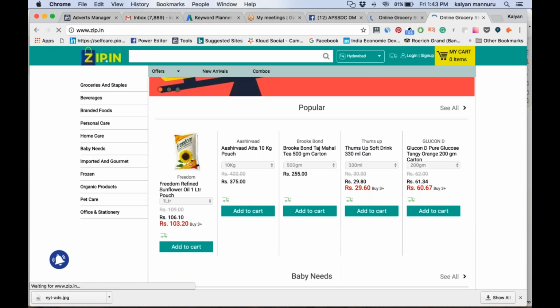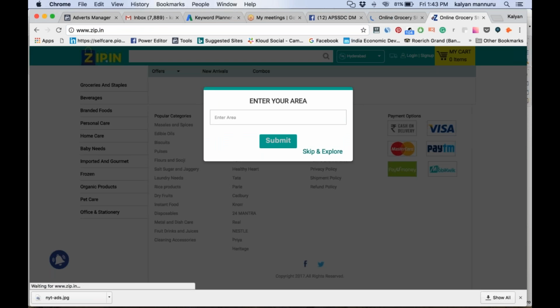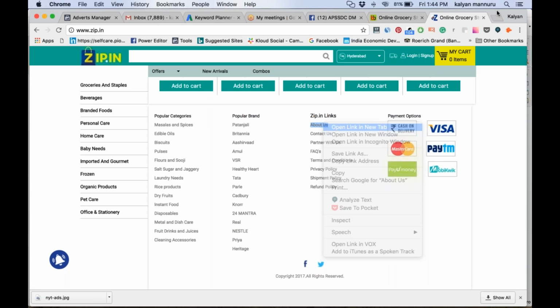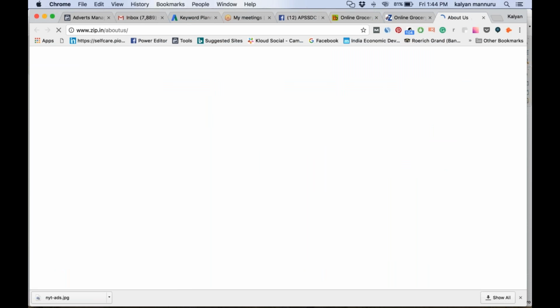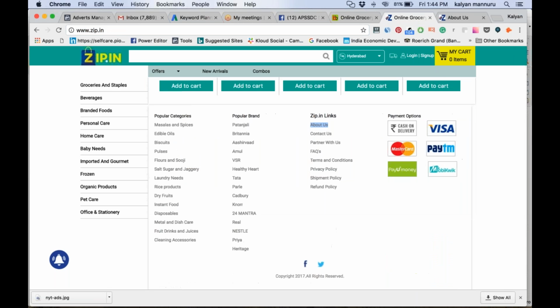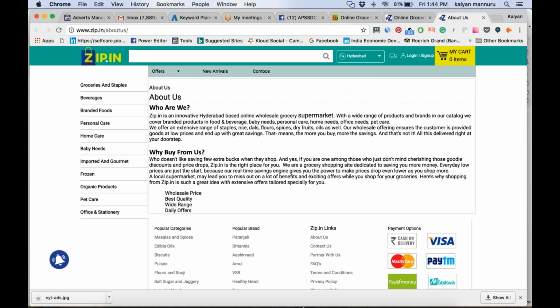So what are the pages this guy has? I can scroll down and see these are the pages he has: about us, contact us, partner with us, FAQs, privacy policy, shipment policy, refund policy. Each of it is a page. So I can also involve all these pages because these are needed. That's why your competitor has already built it. He says about us, contact us, all these pages are needed.